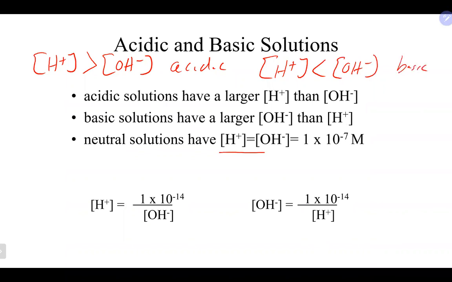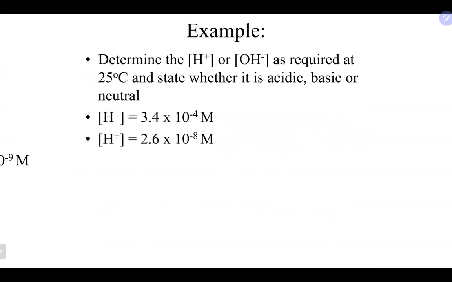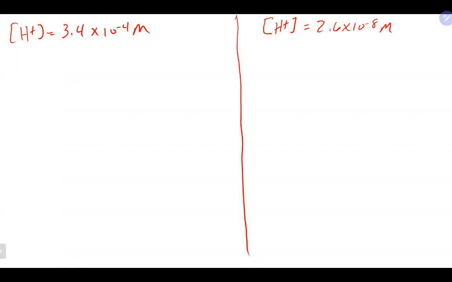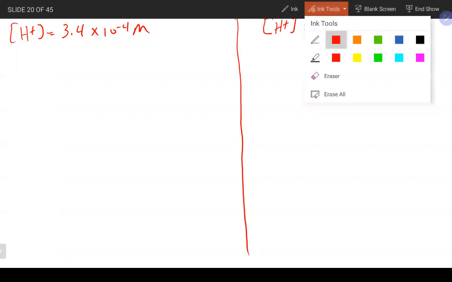And if they are equal to each other, that means they both will have a concentration of 1 times 10 to the minus 7. That will give you a neutral solution. All right, so why don't we try some here? So for each of these 4 separate problems here, calculate the OH minus or H plus, and determine so in this case we're given the H plus concentration.